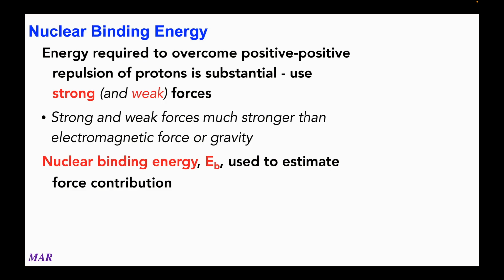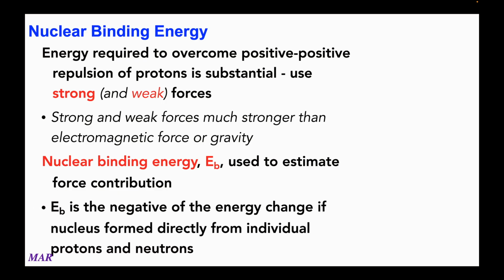Nuclear binding energy, which gets the symbol E sub B, is used to estimate the force contribution, mostly from the strong force and a little bit from the weak force, just to see how much energy is actually required to keep the atom together. The binding energy, E sub B, is the negative of the energy change, the negative of delta E, if the nucleus is formed directly from the individual protons and neutrons. I'm sure that's about as clear as mud, so let me give you an example to show you how you can figure out the binding energy yourself for any isotope on the periodic table.